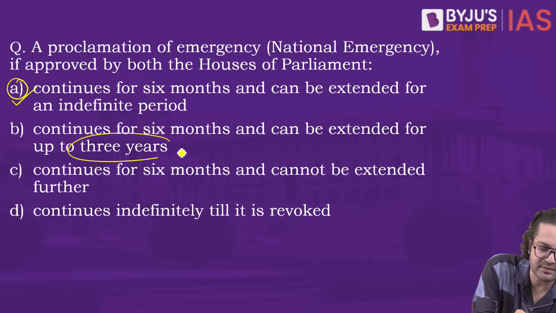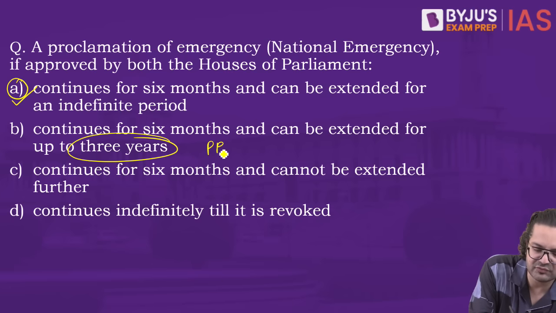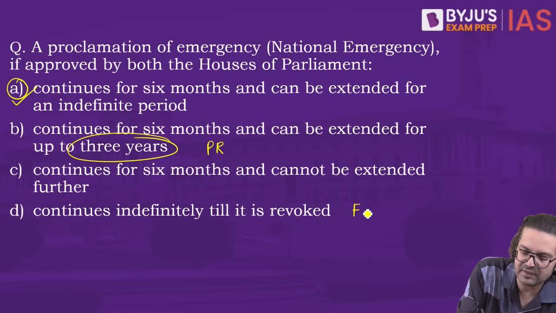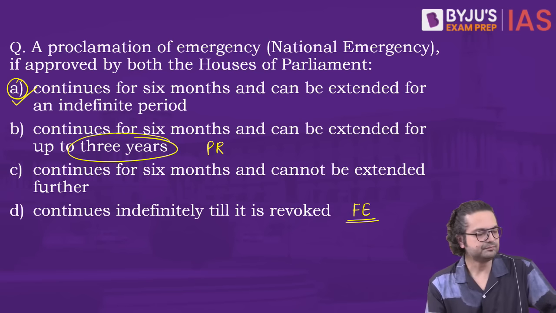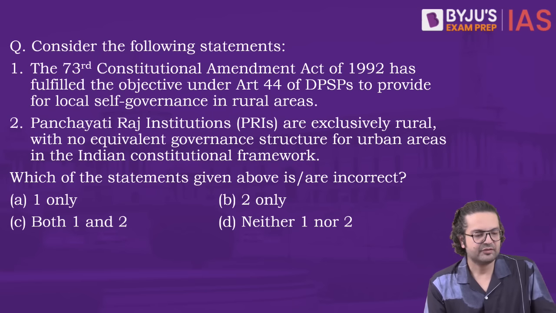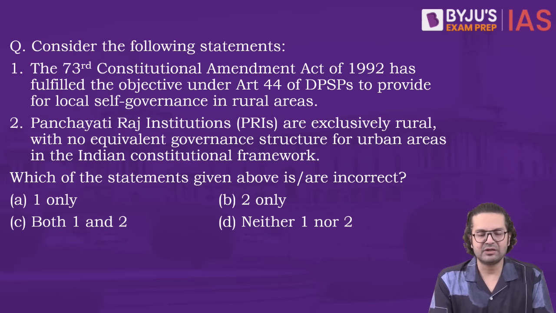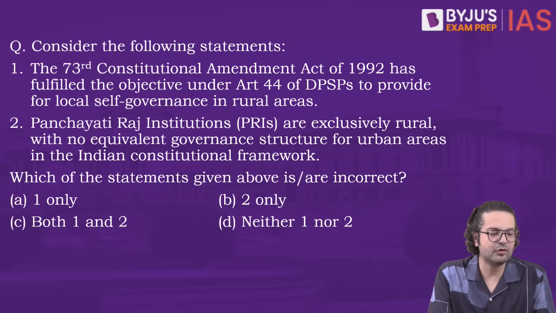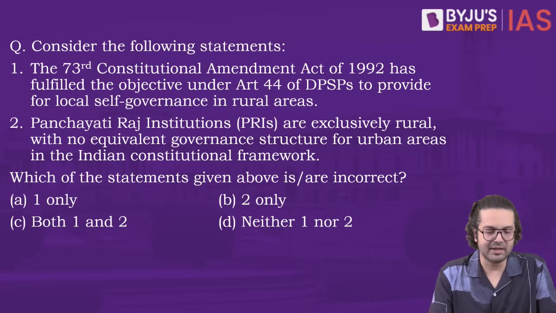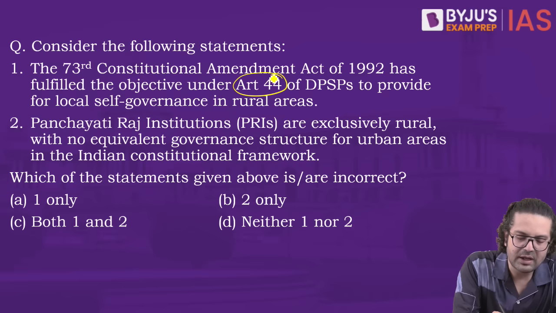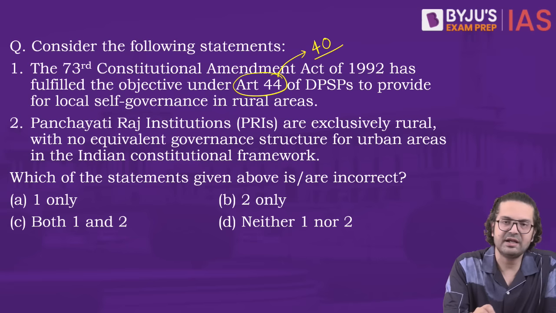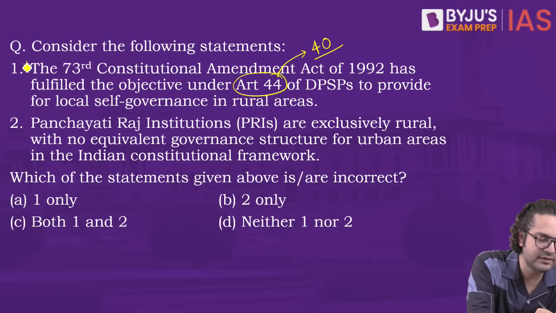This 3 years upper limit is meant for president's rule, and continuing indefinitely is the case of financial emergency. Okay. A is the answer. Next question. The 73rd Amendment Act of 1992 has fulfilled the objective under Article 44 to provide for local self-governance in rural areas. This is wrong. Article 44 is for UCC. This is Article 40. The content was right, the article was wrong. 1 is incorrect.